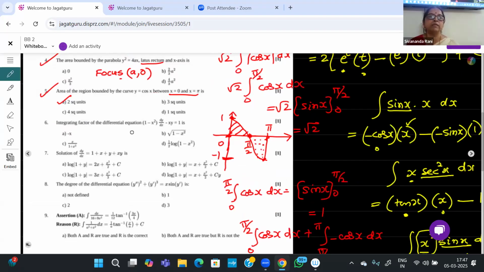Integrating factor of this. Root 1 minus x square. Very good. Yeah, I think so.